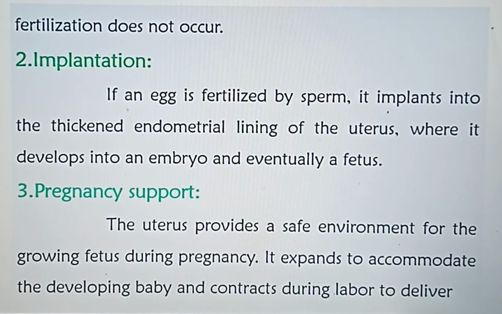Pregnancy support. The uterus provides a safe environment for the growing fetus during pregnancy. It expands to accommodate the developing baby and contracts during labor to deliver the baby.